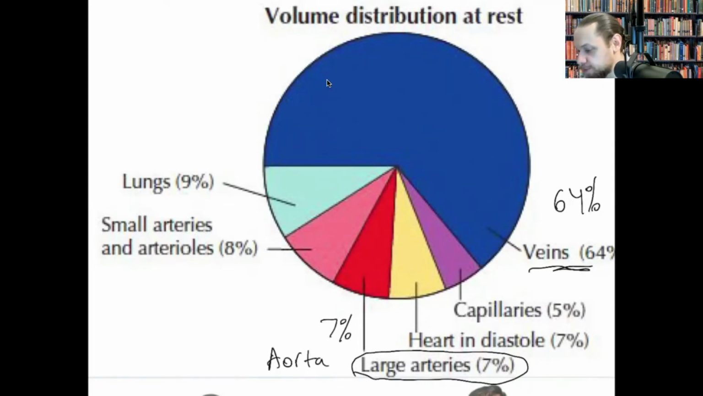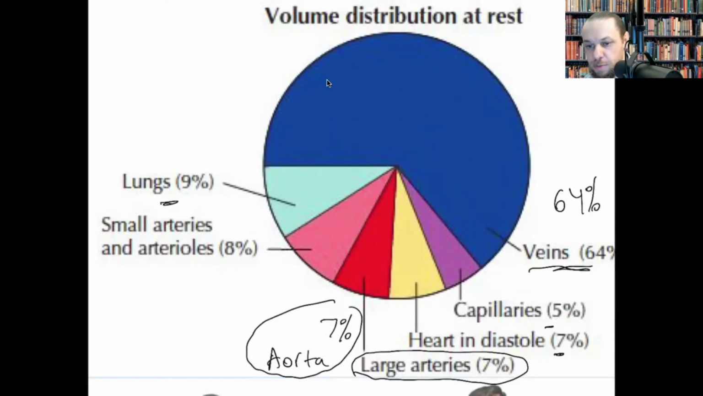And then the other distribution, right? We have some found in the capillaries. We have some in the heart when it's in diastole, meaning in a relaxing state. Some of the blood is found in the lungs and some other organs. So, majority of the blood at rest is found in the veins, and only 7% of the blood is found in your large arteries, which is the aorta, right?